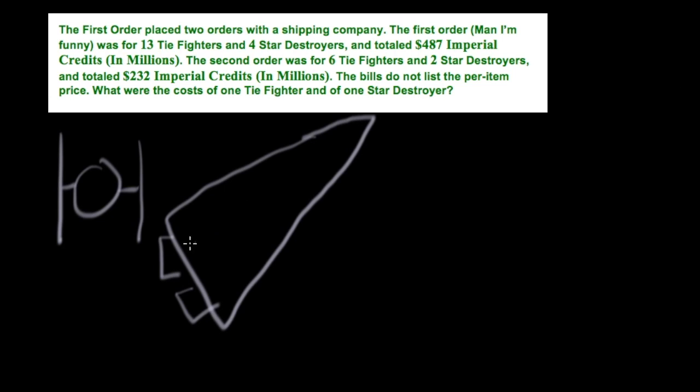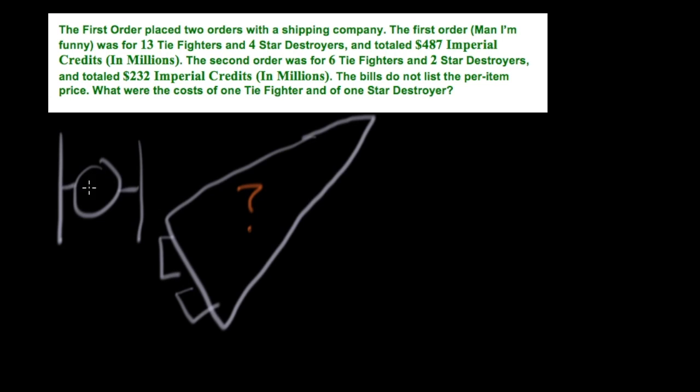And altogether, he spent 487 Imperial credits in millions. The second order was for 6 TIE fighters and 2 Star Destroyers, in total 232 Imperial credits in millions. How much is one of each? That's what I want to know. So we're talking about systems.